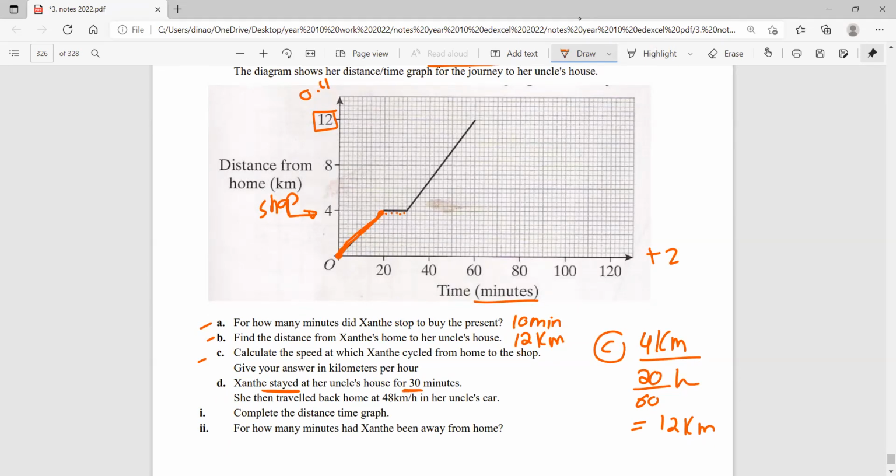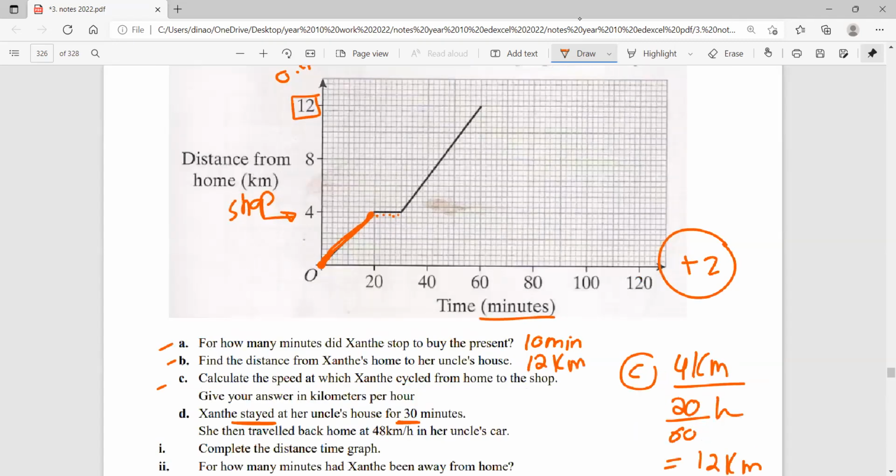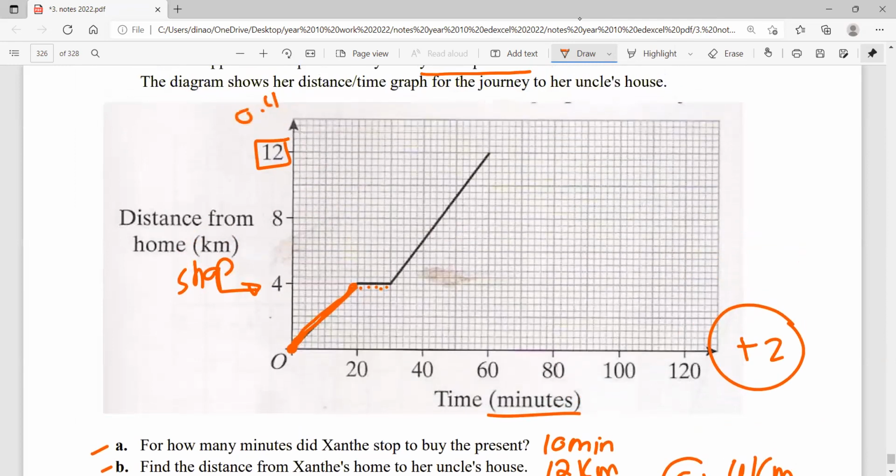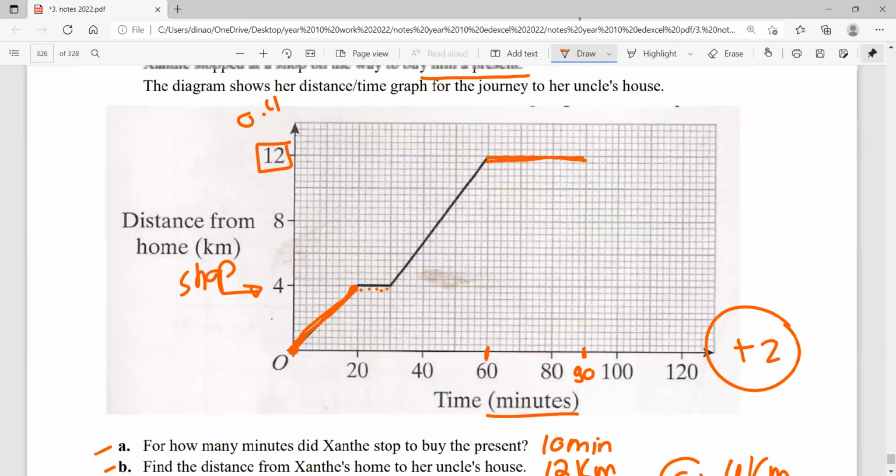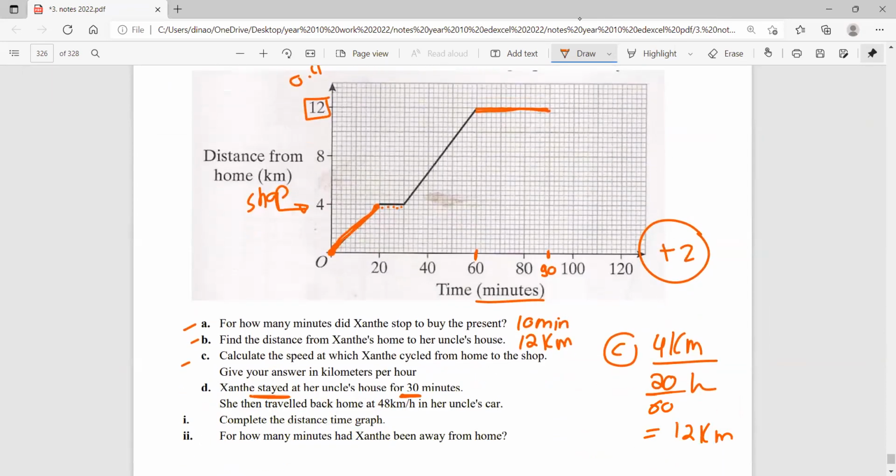30 minutes means how many squares? Now, since each square is 2 minutes, you can simply divide 30 by 2, so it will be 15 squares. Or notice that this is at 60, so 30 minutes means we go to 90. You don't even need any fancy reasoning, and 90 is exactly in the middle here. So I'm going to draw a horizontal line until 90, like this, because she said she stayed for 30 minutes.